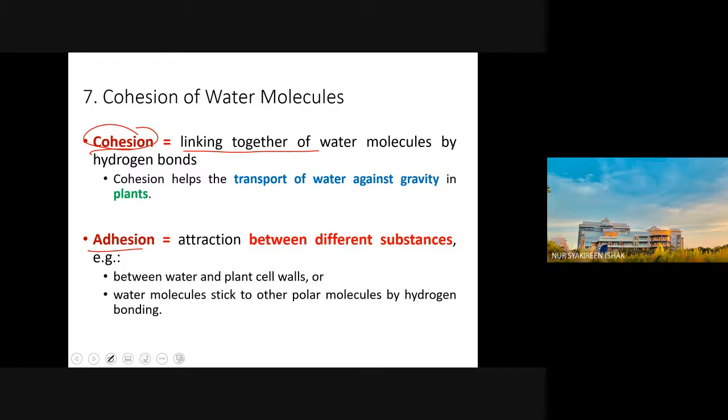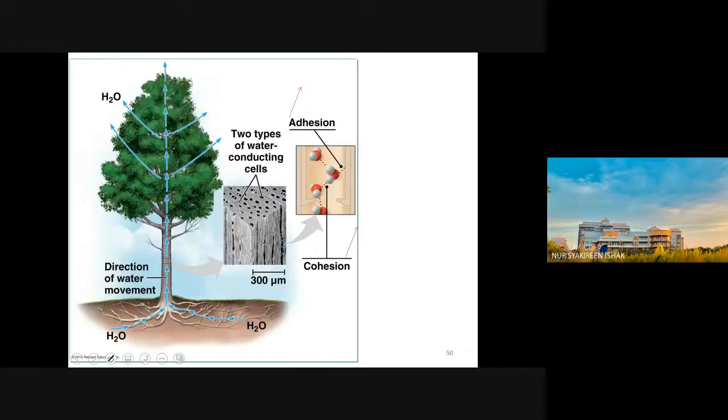As for adhesion, it is the attraction between different substances, such as water and the plant cell wall, or water molecules sticking to other polar molecules by hydrogen bonding. If you look at this diagram inside your notes, it explains how water in the soil moves through the xylem in the plant, from roots to the trunk, until it reaches the branches, until it is released from the plant through transpiration, which involves evaporation from the surface of the leaf.